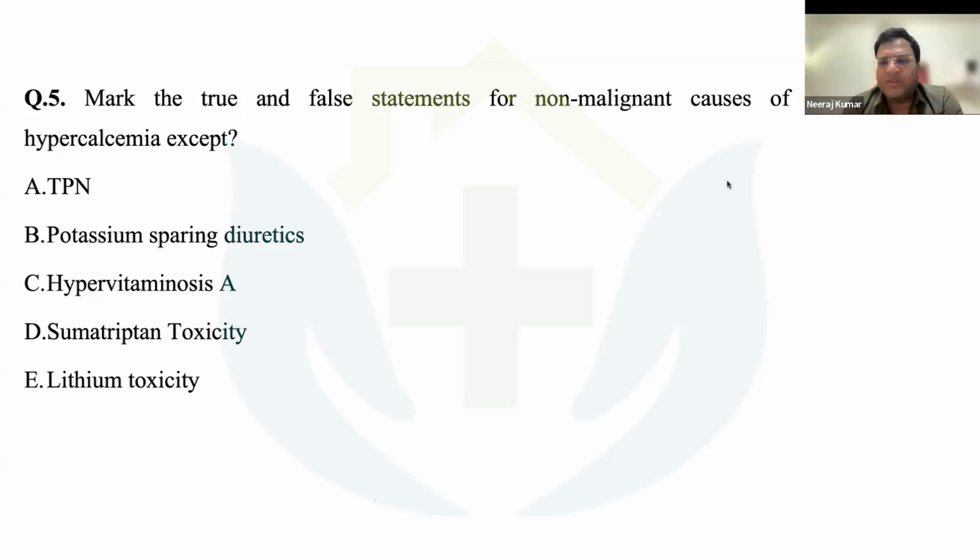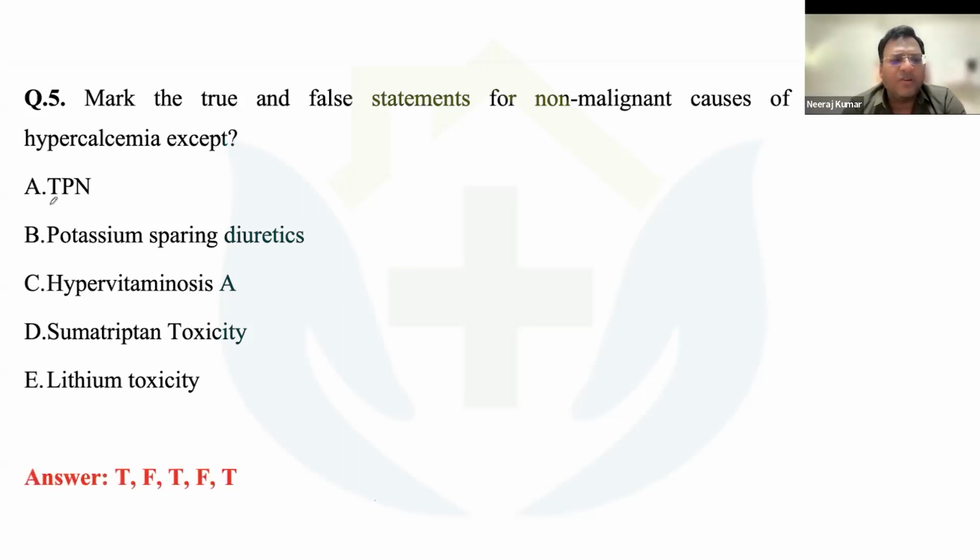So any of you who wants to attempt this question, writing true and false, whether TPN can cause hypercalcemia. I think the option is a bit twisted because here it says mark true and false statements for non-malignant causes of hypercalcemia, except, it is written. So I think the question is not completely correct, but you can write which of the following options can cause hypercalcemia and which cannot. So you can write that, don't read except in this question. I think the option will be only one because there are 5 different forms here, but I will go straight away. This question is a bit wrongly written.